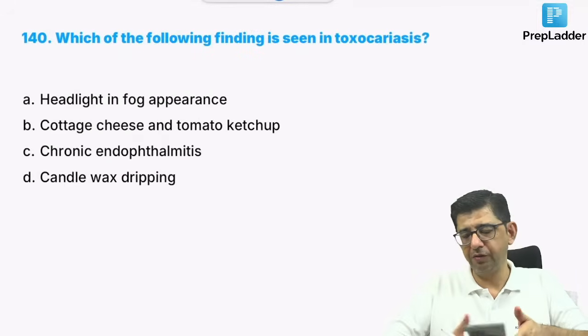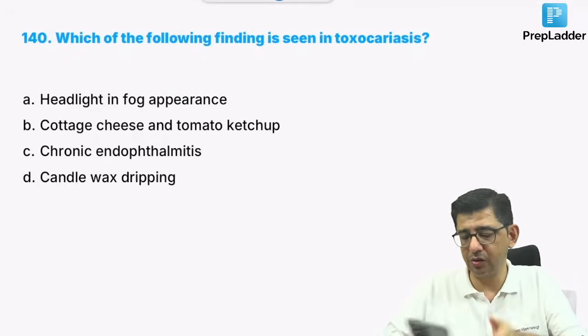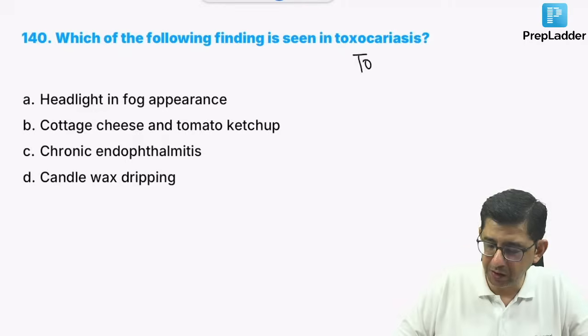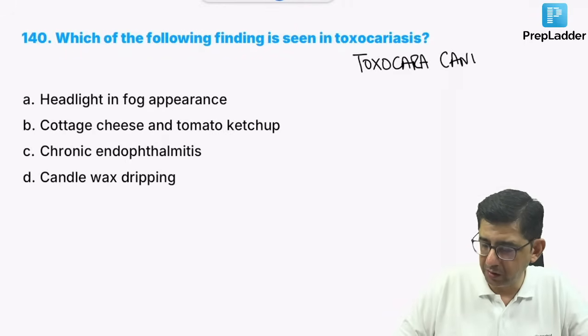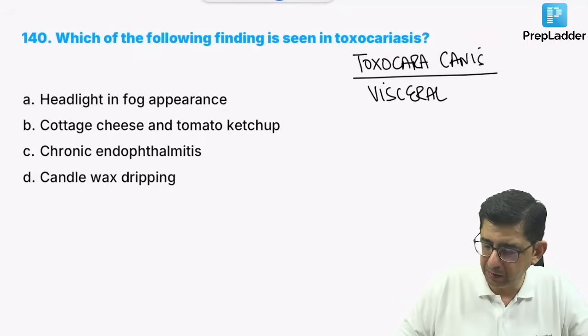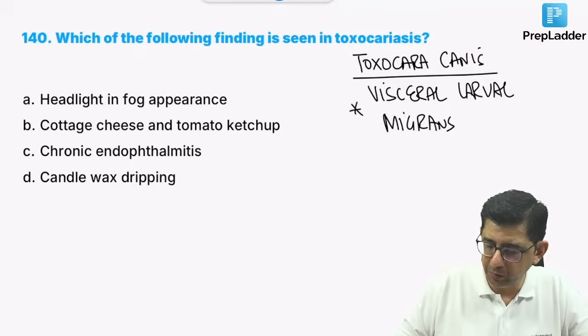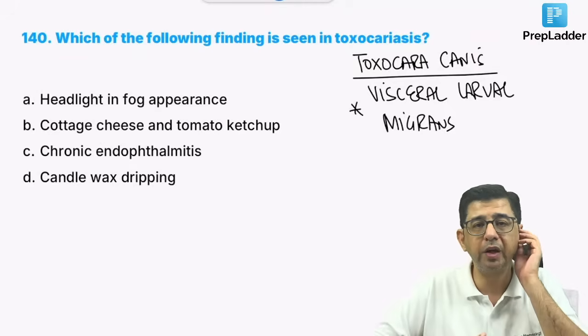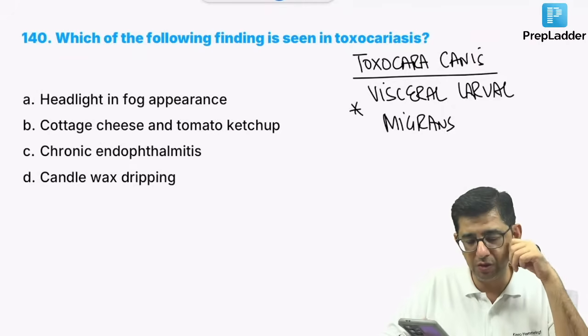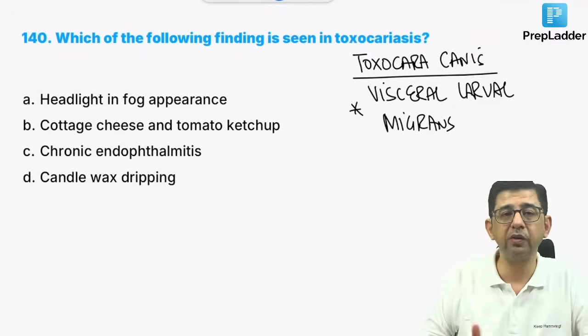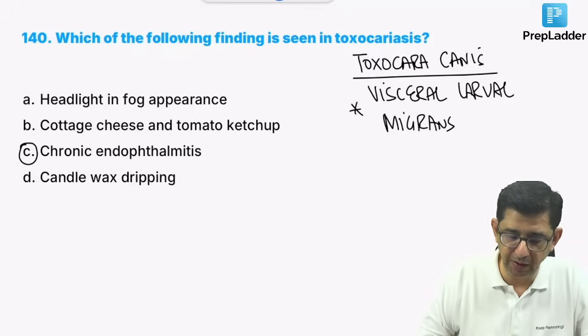Let's go, which of the following findings will be seen in toxocariasis? Toxocariasis that I'm talking about is Toxocara canis. And this Toxocara canis is one of the causes for development of visceral larva migrans. So you read about Toxocara canis being responsible in microbiology for visceral larva migrans, and it has reached the eye of the patient. So it says what finding will be present in this case. So your answer would be chronic endophthalmitis.